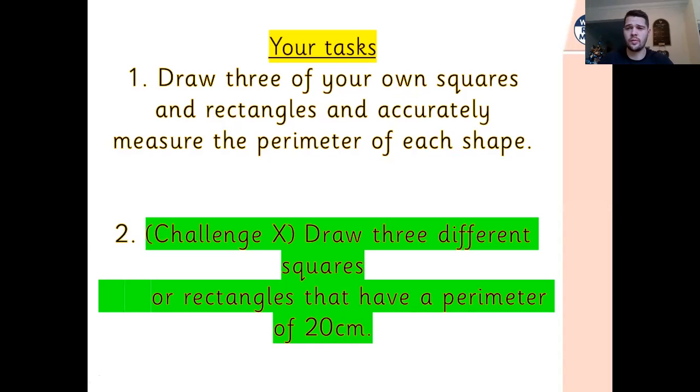Okay, I know that's more of a verbal hint there instead of a practical one, but that's why it's the Challenge X. Hopefully, we can see some really accurate measurements of perimeter in regular shapes. Any questions, please don't hesitate to email me and I'll give you some more pointers if you need it.